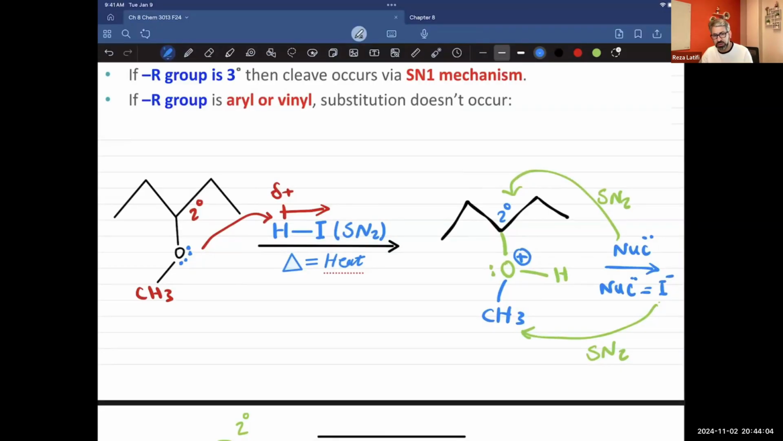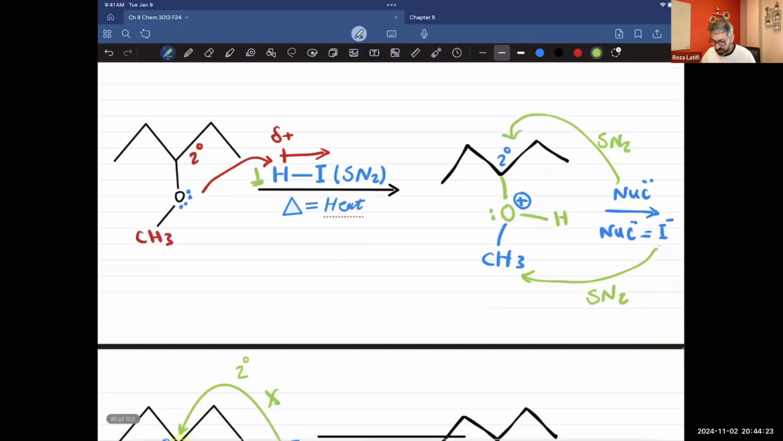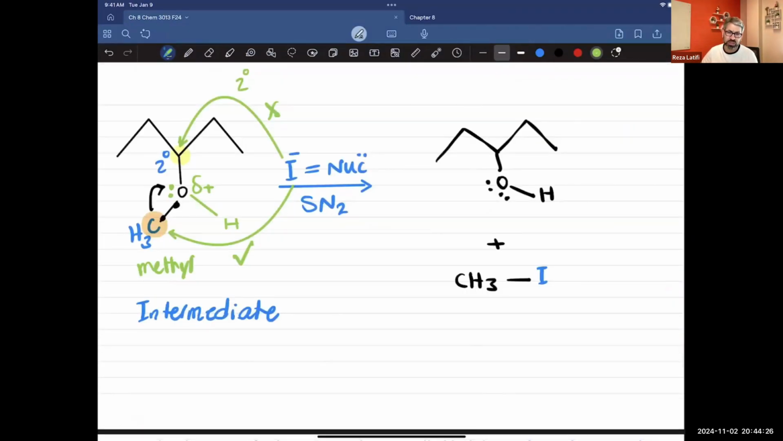And then they did not mention how many moles of hydrogen iodide they used. Okay, the assumption is going to be 1 mole of HI, if they don't mention anything. And so I'm going to say if they use only 1 mole of acid in the presence of heat, in that case, we will get alcohol plus alkyl halide.